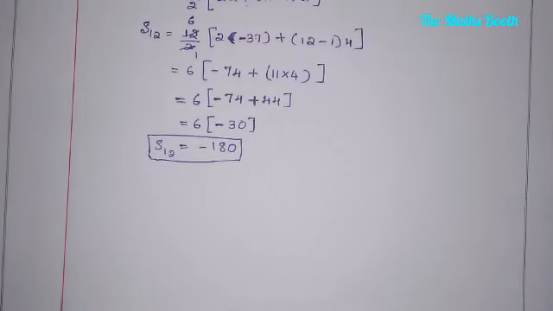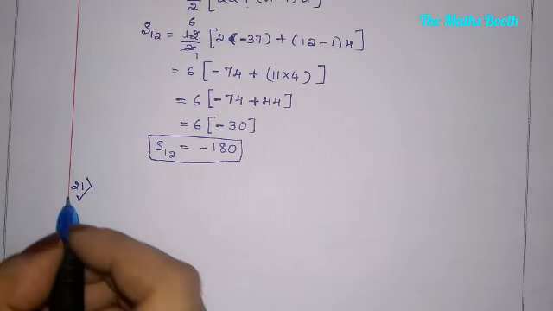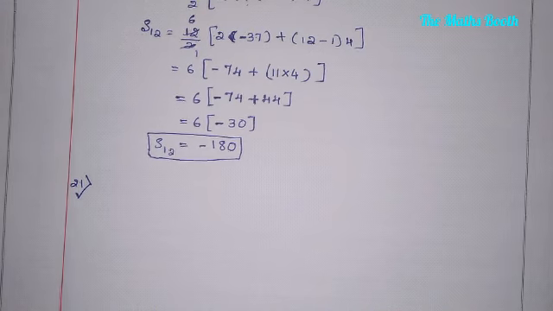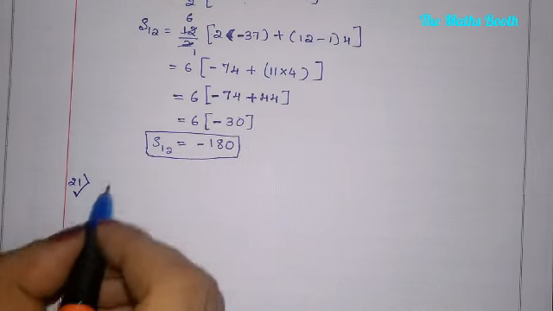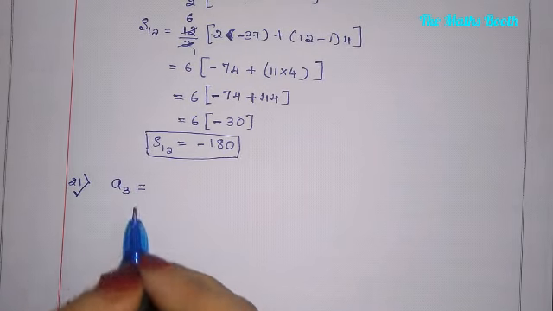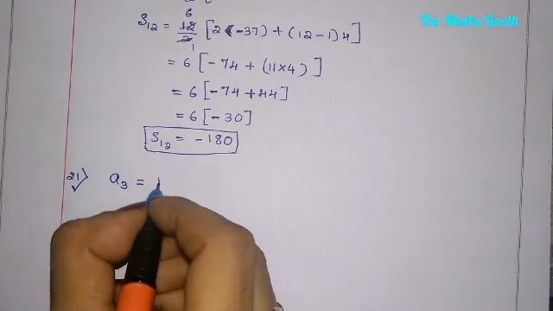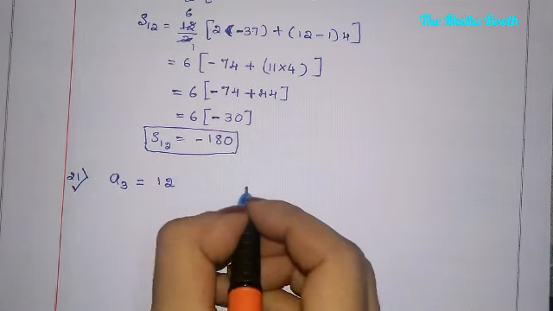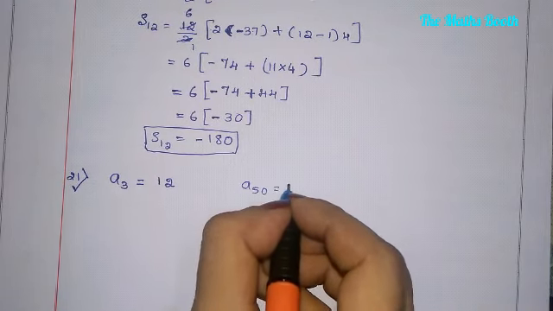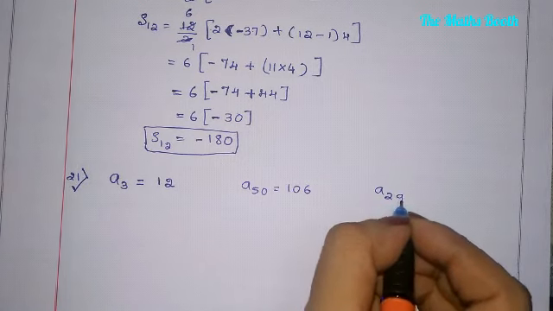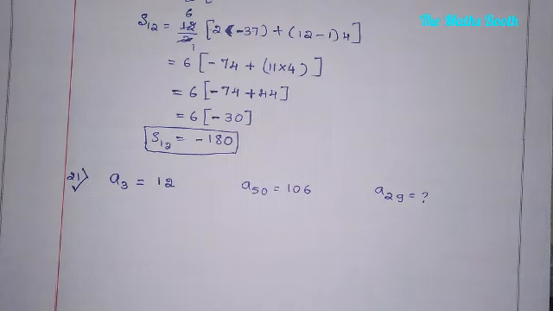Let us see now question number 21. In an AP, the third term is 12 and the 50th term is 106. Find the 29th term of the AP. Let me read out the question one more time. In an AP, the third term is 12 and the 50th term is 106. Find the 29th term of the AP. So we have to find the 29th term of the AP.